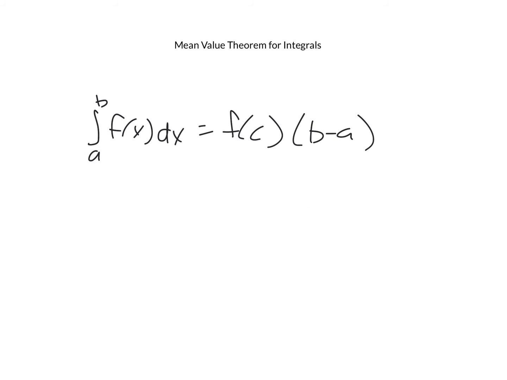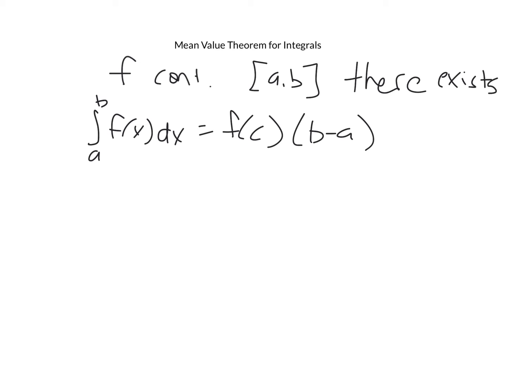Here's the mean value theorem for integrals, okay? If f is continuous on a closed interval from a to b, then there exists a number c in the closed interval such that the integral from a to b of f of x dx is equal to f of c times b minus a. Okay, very similar to the mean value theorem when we did derivatives, right? Just saying that there is a c value that exists in between the integrals.